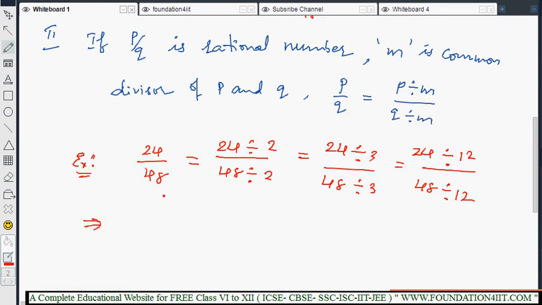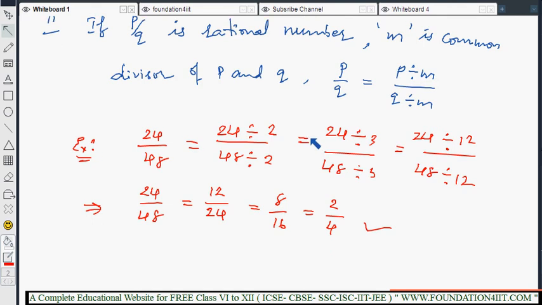Let us simplify 24 by 48. 24 by 2 is 12, 48 by 2 is 24. Now 24 by 3 is 8, 48 by 3 is 16. Now this is 2 by 4. So these are all the equivalent fractions: 24 by 48, 12 by 24, 8 by 16 and 2 by 4.